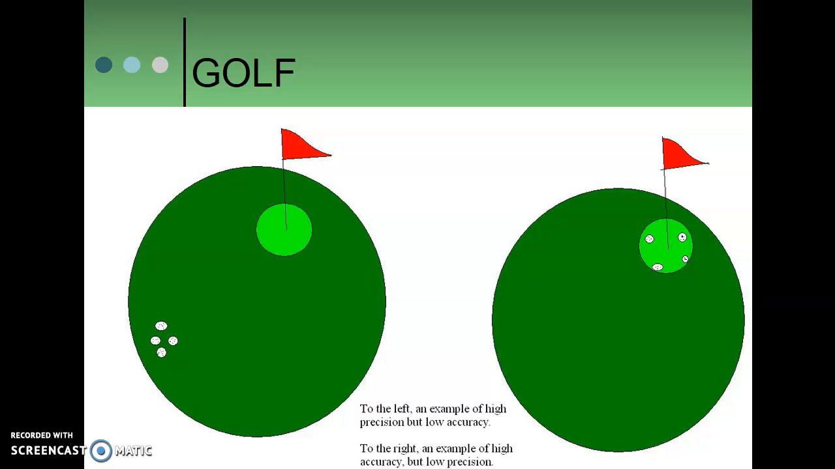And then if we are referencing a sport, specifically golf could be an easy one to use for accuracy and precision. On the left-hand side, we have an example of high precision but low accuracy as they are nowhere near the actual hole. On the right-hand side, we have an example of high accuracy and low precision, where they're close to the hole, but they are not really close together. This is going to be an example of how we can know accuracy and precision.